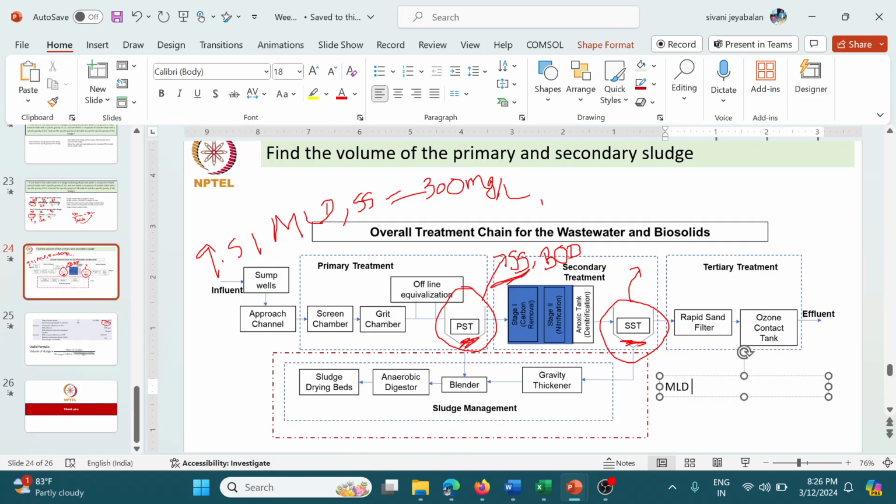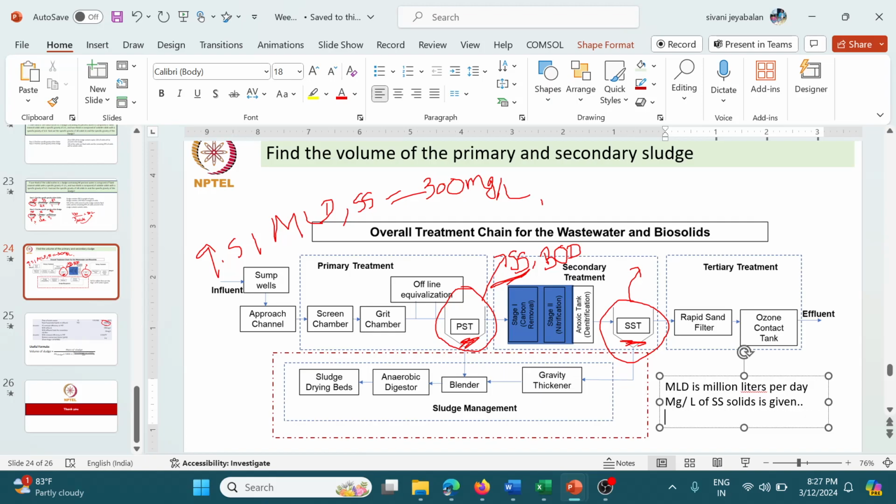MLD is million liters per day. And mg per liter of suspended solids is given.